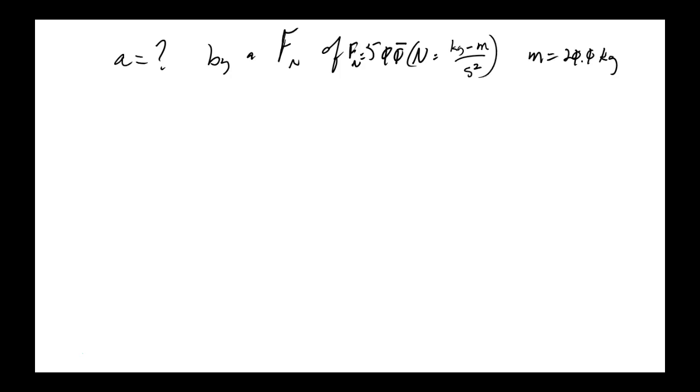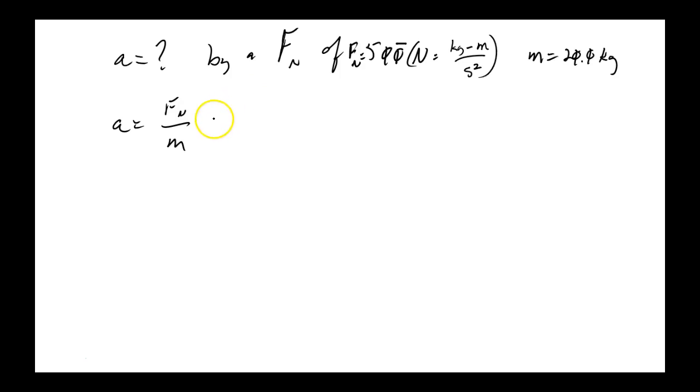You said A is equal to F sub n divided by M. Is that right? Yeah, you got it. Triangles and circles, yeah, that's what we got. Or you could go back to F equals MA and divide both sides by M. And you got it.